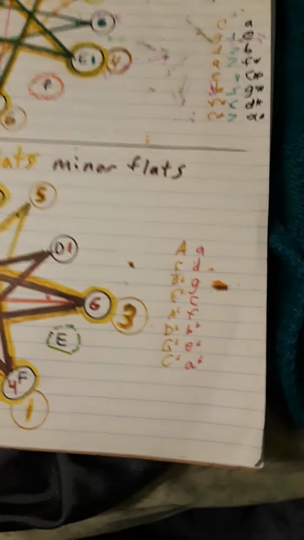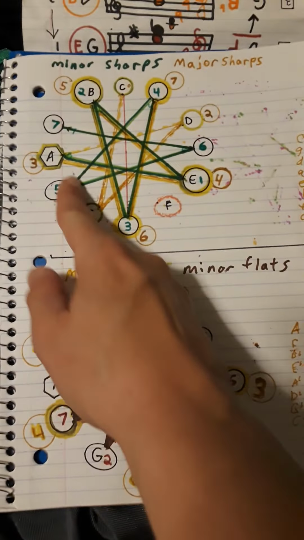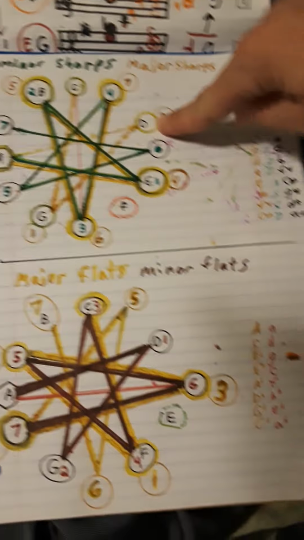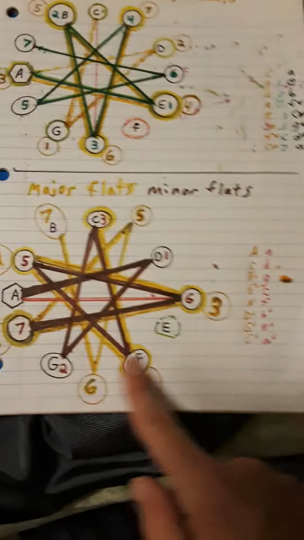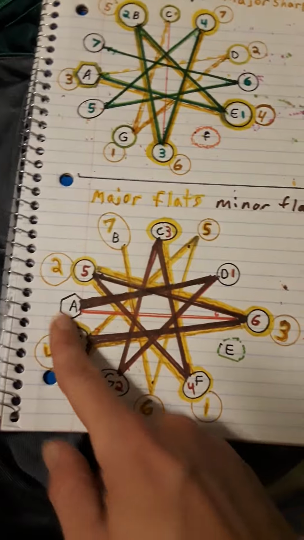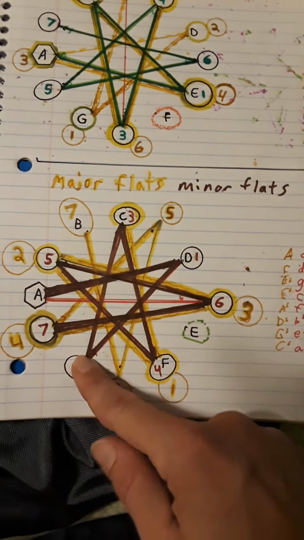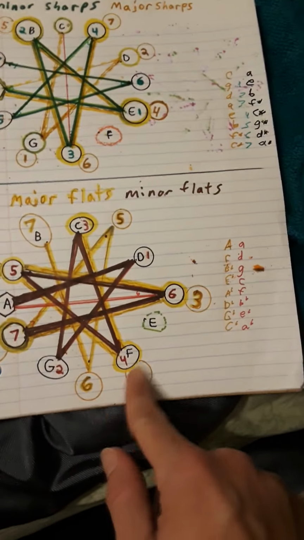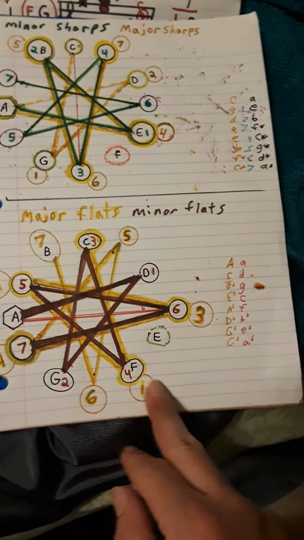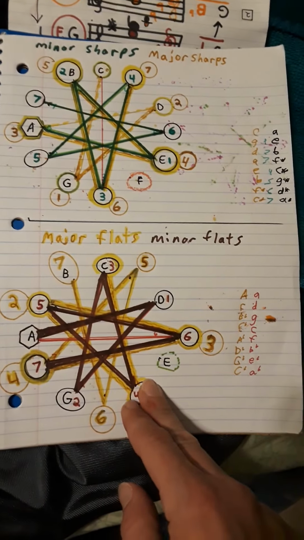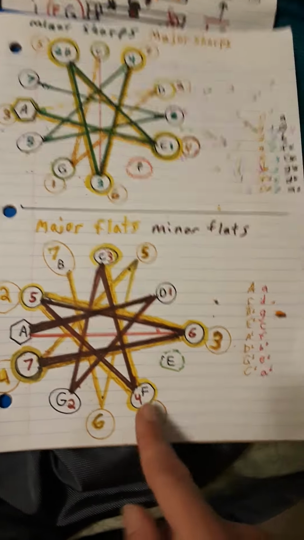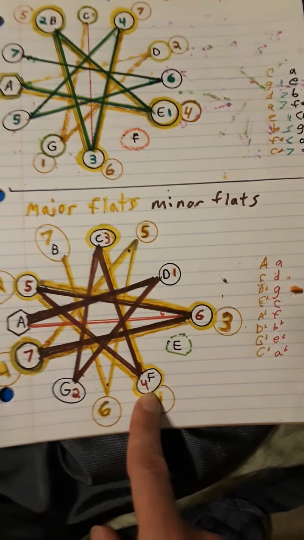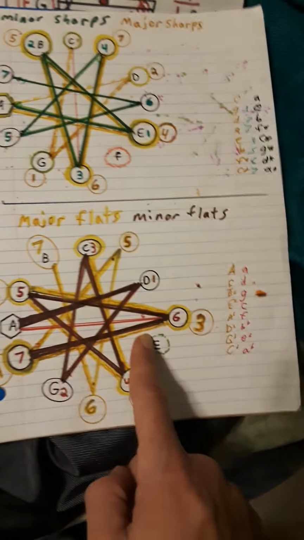And then for our minor scales, we have A, D, oh wait, A, D, G. So A, D, G, C, F, and notice how right in the middle there, that's when the major scales start. F, and then B flat, E flat, and A flat.